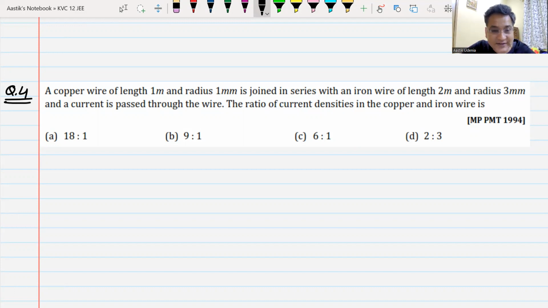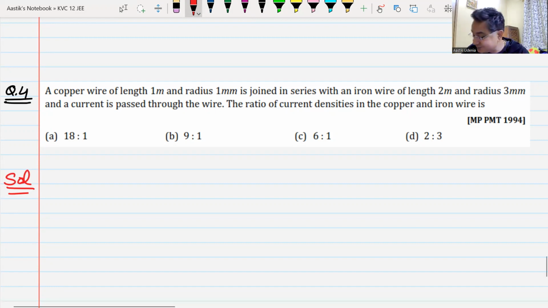Can anyone tell me the answer from this universe? Option B is the answer from this universe. Congratulations to those who are still in this universe, and those who have wandered to a different one, please come back. This is a good universe to live in. V is equal to IR and F is equal to MA is valid.